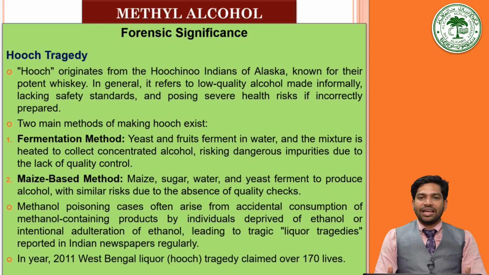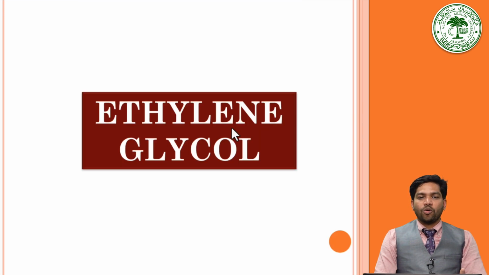In 2011, West Bengal reported the Hooch tragedy that claimed more than 170 deaths. In this way, the Hooch tragedy is a mass fatality that occurs because of drinking impure alcohol-containing liquor. These are all the important aspects with respect to methyl alcohol poisoning. Then, coming to ethylene glycol poisoning.